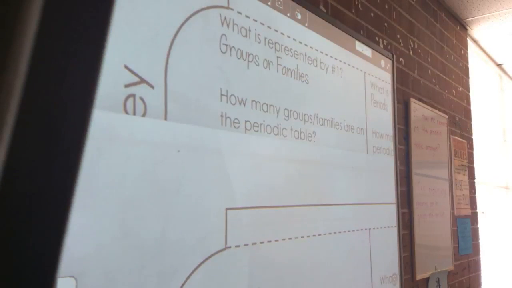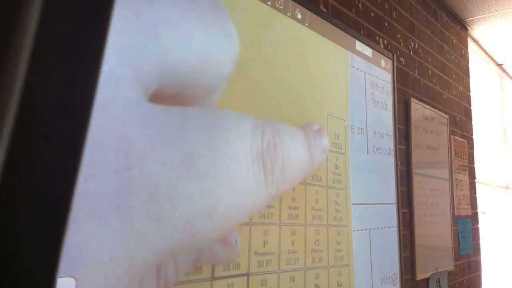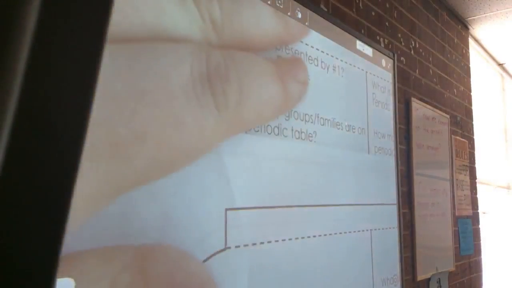All right, second one asked, how many groups or families are on the periodic table? 18. You don't even have to count, though you can if you want. If you look at the top of your periodic table, they have numbered them for you, in Roman numerals and actual numbers. You can see it goes all the way up to 18. So there are 18 groups or families.